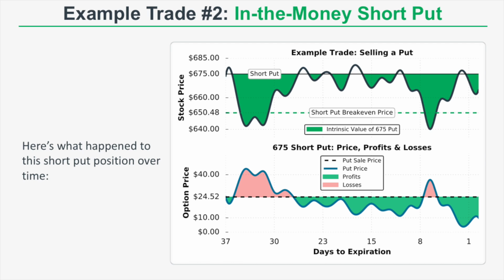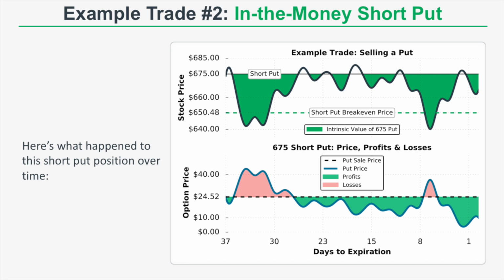Alright, so again, in the top part of the graph, we're looking at the stock price versus the short put strike price versus the break-even price of the strategy. And on the bottom graph, we're looking at the price of that short put. So if we pay attention to the top part of the graph for a second, we can see that as the stock price initially collapses, that short put's price actually explodes from $24 to over $40. So a pretty hefty loss in the beginning there.